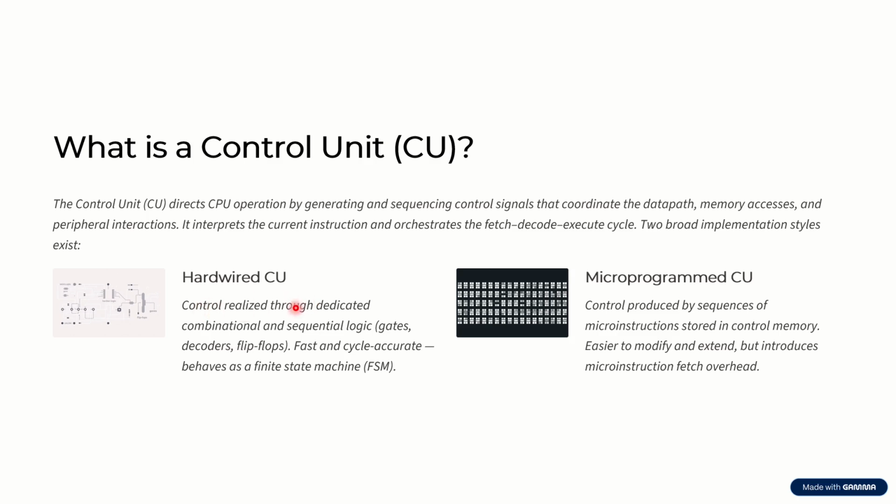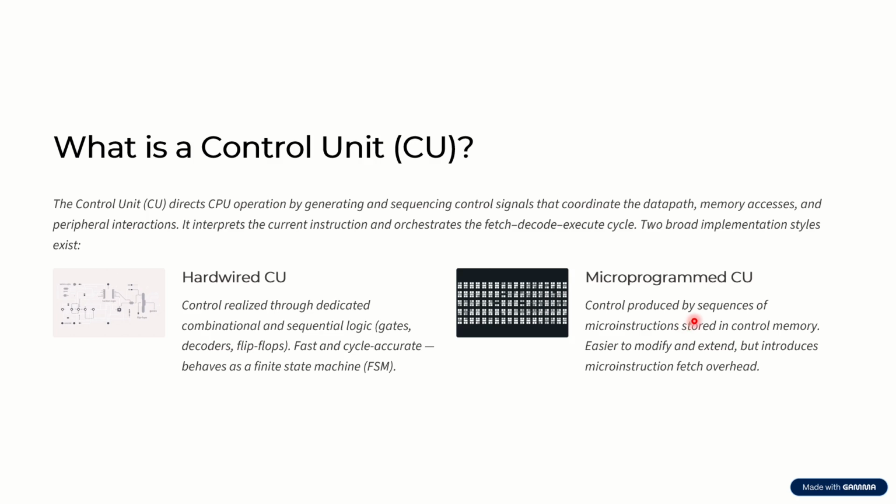First, we'll learn about the hardwired control unit. Its control is realized with dedicated combinational and sequential logic, which can be gates, decoders, flip-flops, etc. Its benefit is that it is fast and cycle accurate. It behaves as a finite state machine. Basically, its advantage is low latency, but the problem is that it is too complex and has less flexibility.